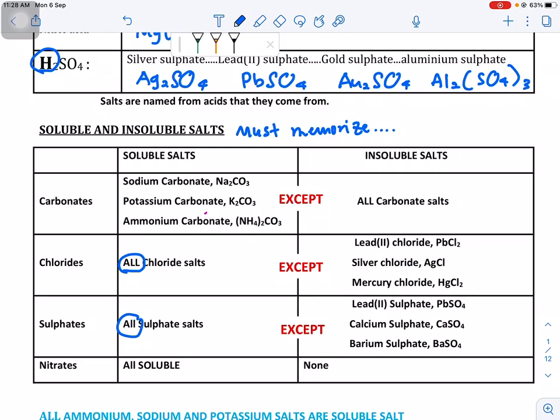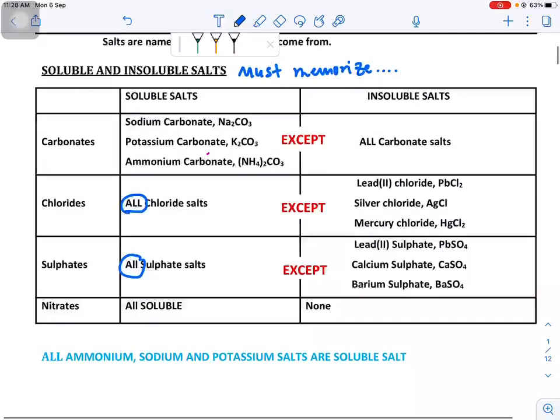Okay, so if your teacher say that aluminium sulfate, so you have to say that aluminium sulfate is soluble salt. Okay, and then for the nitrate, all the nitrate salt are soluble, meaning that none insoluble. All nitrate salt, sodium nitrate, magnesium nitrate, lead to nitrate, calcium nitrate, all are soluble salt.